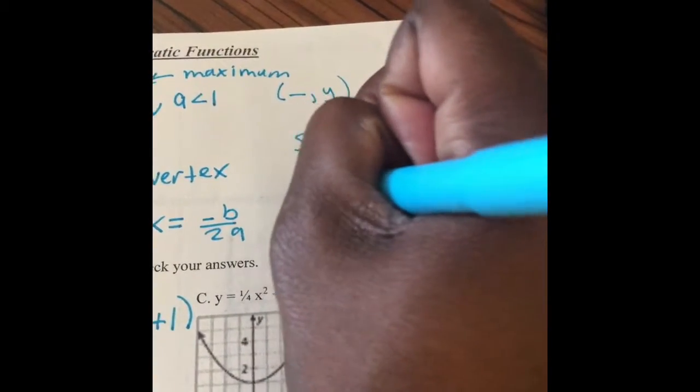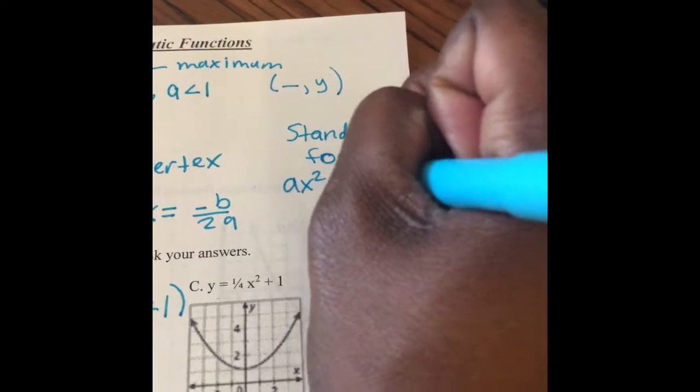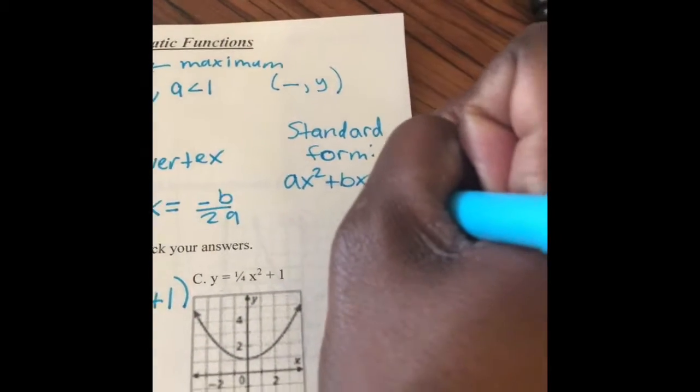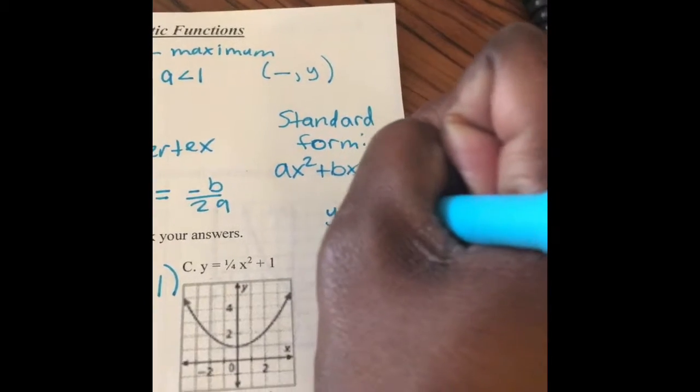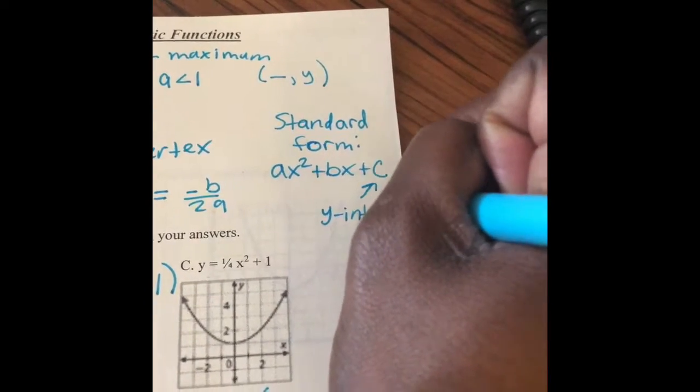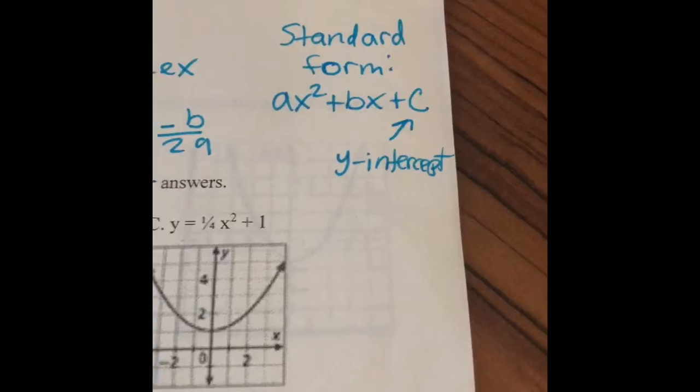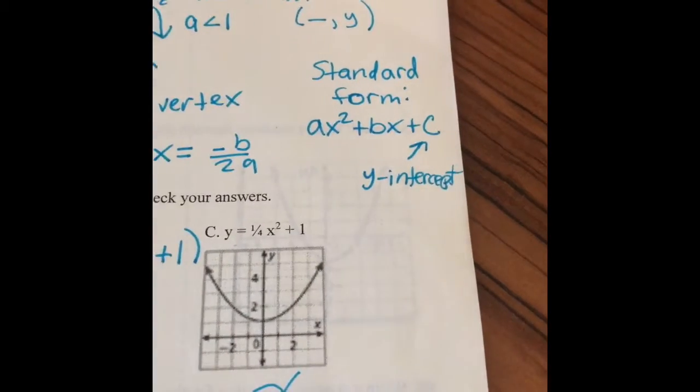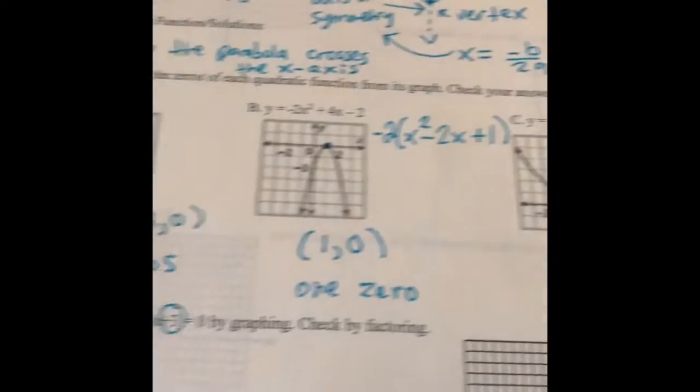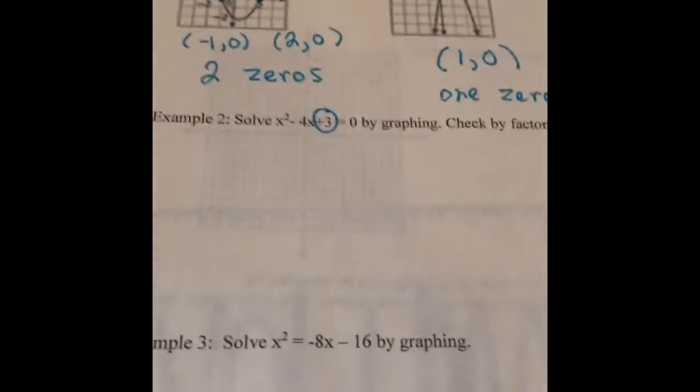Standard form is ax squared plus bx plus c, and the c represents our y-intercept. That, of course, is very important. That says it all. So add that to the top of all your review of what we learned in one lesson.